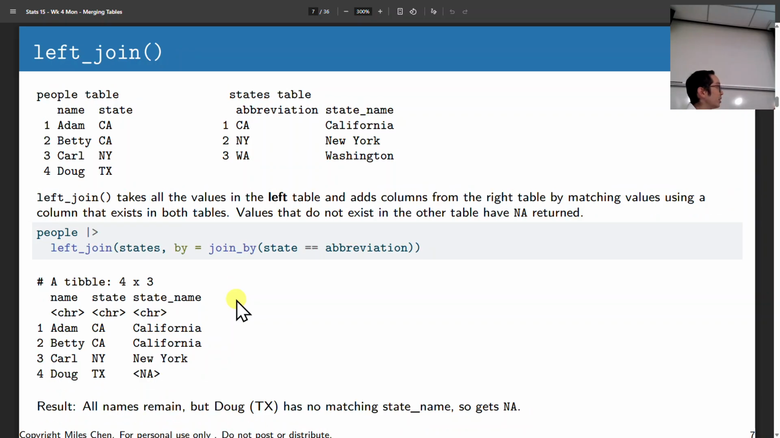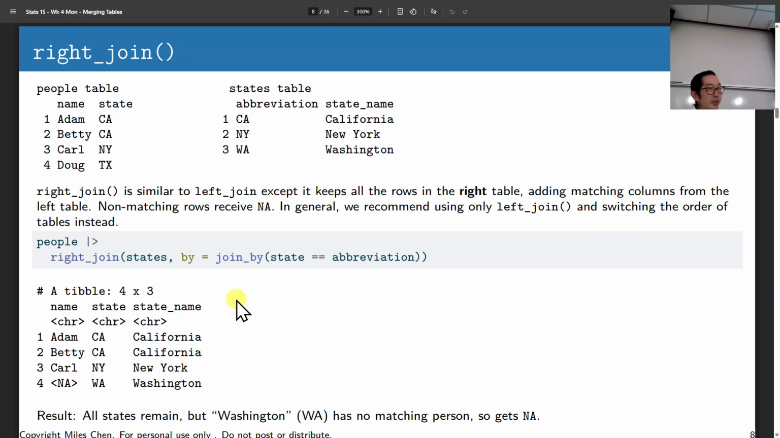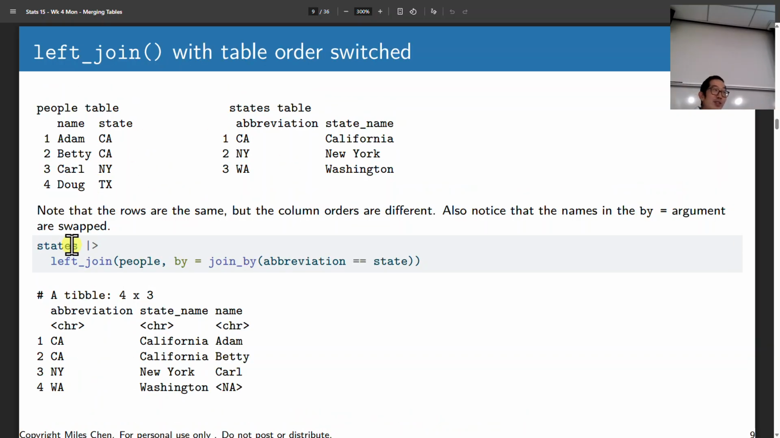Okay, so right join exists, but in general we recommend only using left join because I think this is just how our brains work, and we like left joins. So if you want, like, I want to keep everything in states and I want to add things from people, we would say states left join people. Okay, and so states left join people.